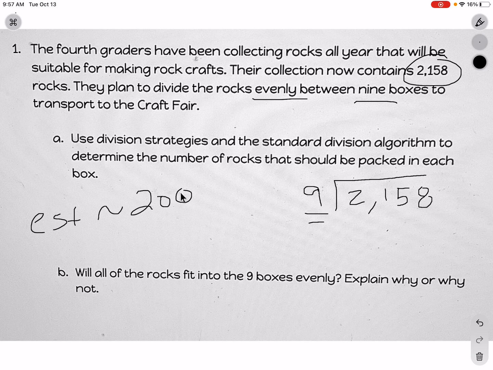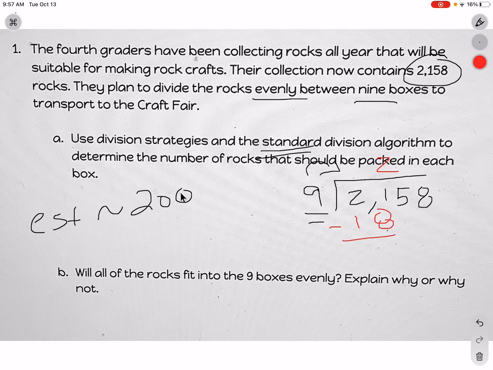Okay, so we know that 9 will not go into 2. So we're going to start all the way at the left-hand side. For this problem, we're using the standard algorithm. We know that 9 won't go into 2, but 9 will go into 21 2 times. And actually, I'm going to do some colors here so we can see things a little bit better. We know that 9 will go into 21 2 times. 2 times 9 is 18.